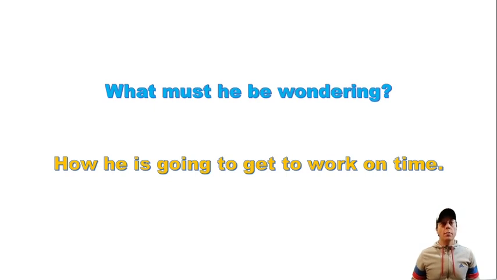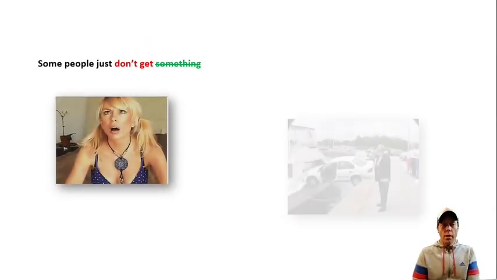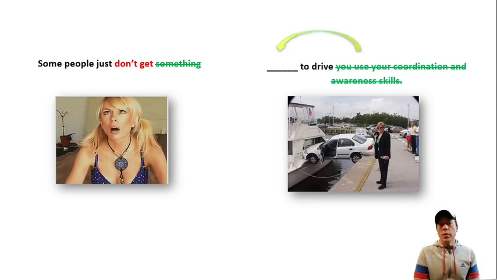Let's look at another example. This one is get or don't get, which in English can mean understand or don't understand. Some people just don't get. For example, don't understand, it's the same meaning. And the other sentence, to drive, you use your coordination and awareness skills. That looks like the instructions or a method. How to conduct yourself in a car, a method. Alright, so we take the green information and we determine what it represents and what pronoun we can use to substitute it. Let's have a look.